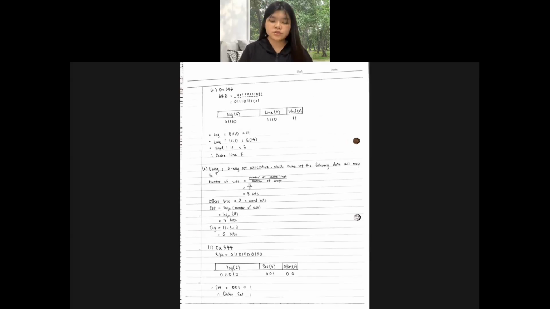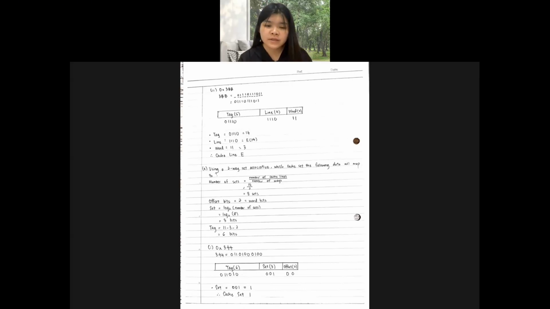And for question 2, we also find out that the address 3VB has line bits equal to 1110, which is equal to 14 in decimal and E in hexadecimal. So the address 3VB will map to cache line E.